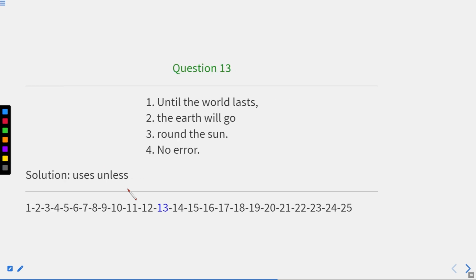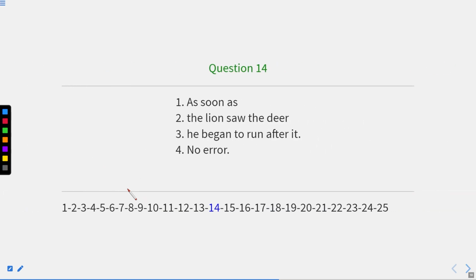Now let us move to the next one. This is question number 14. As soon as the lion saw the deer, he began to run after it. Now, as soon as the lion saw the deer, he began to run after it. So the error, you can see that as soon as is the single conjunction. It does not need any pair to make it with. So the error is no error in this sentence. It means this sentence contains no error.